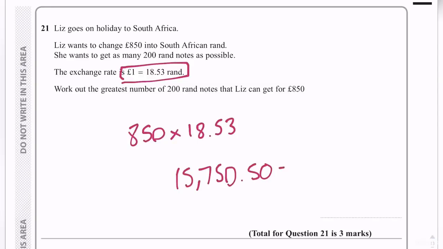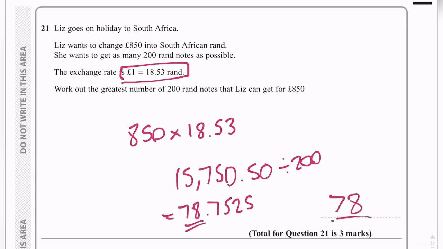So if we divide that by 200, because we want 200 rand notes, that's going to tell us how many 200 rand notes we can get. On the calculator, that comes out as 78.7525. Obviously meaning we can get the 78 notes, but we can't get the extra 0.75 there, because that's not quite made it up to 200. So the total amount of notes we can get is 78.